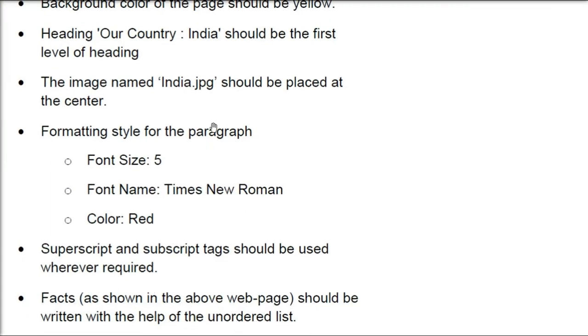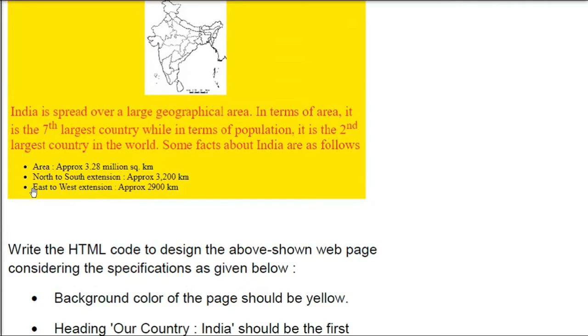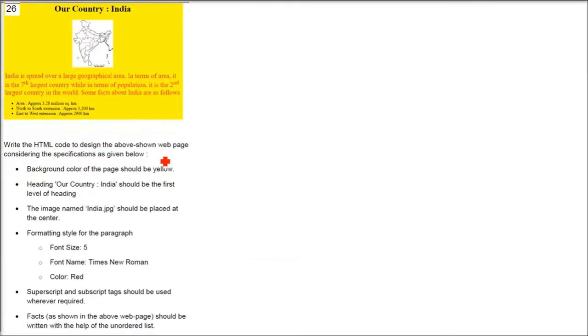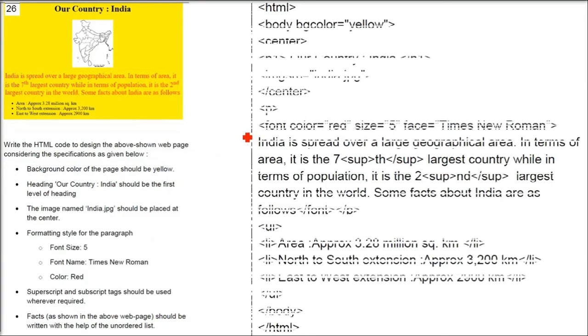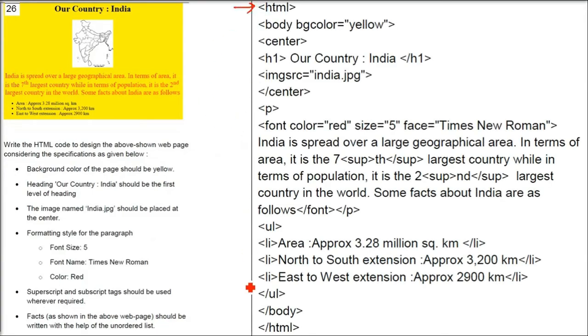Now the facts should be written with the help of an unordered list. So we'll use an unordered list here. The ul will start and end with ul, we will give 3 li, and these 3 contents will be written there. So this is a brief idea I gave. Now let us see it one by one.